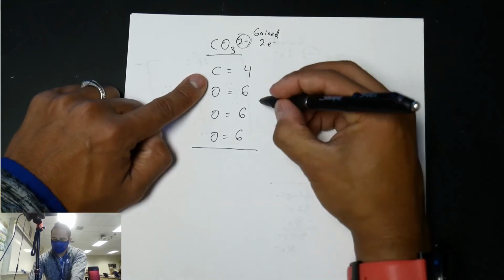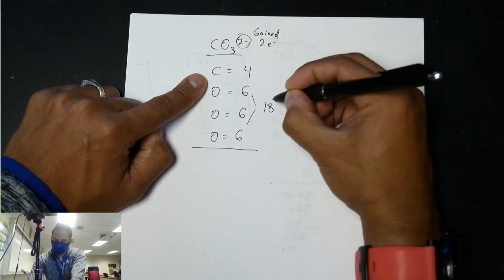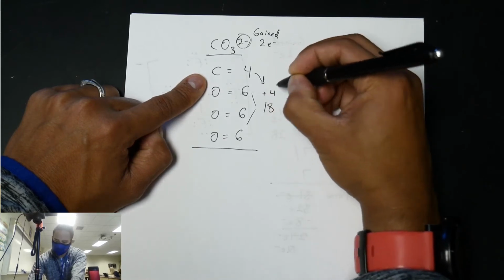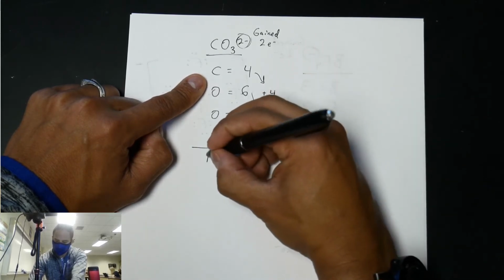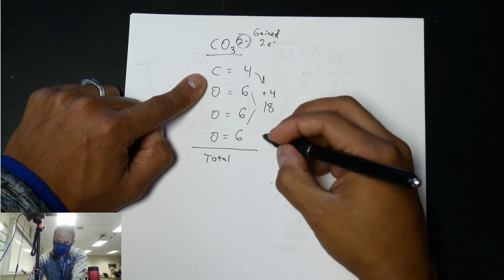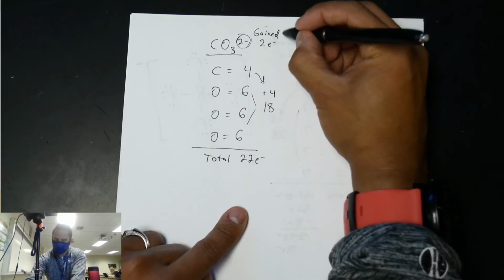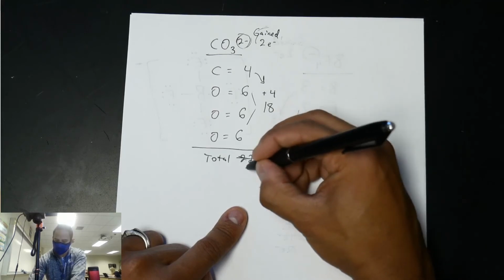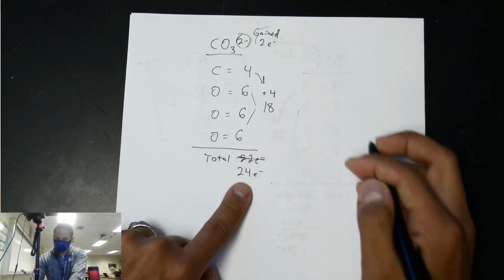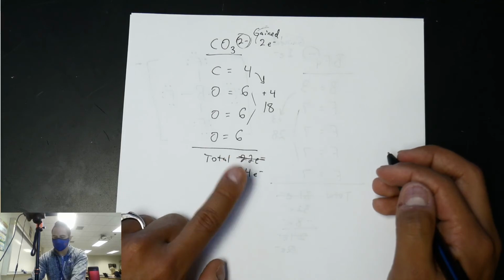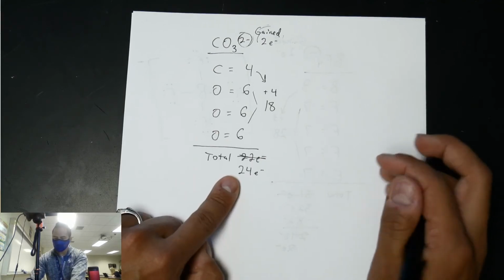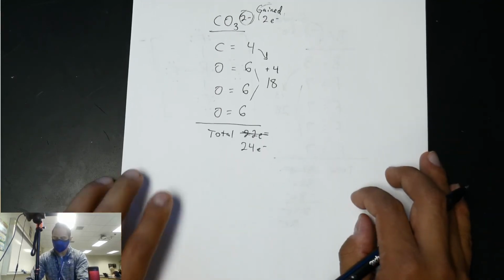So we've got 6 times 3, that is 18, plus 4. So this gives us a total of 22 electrons. And then, of course, we have to add in the fact that we have 2 more. So instead of having 22, we're actually going to have 24 electrons. Okay, so the total number of electrons we have is 24. All right, so then from here, we're going to draw our first structure.